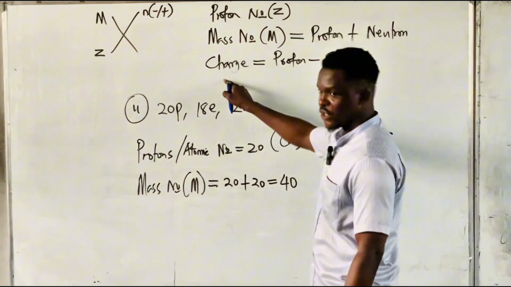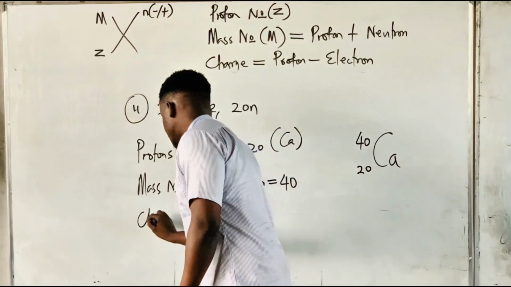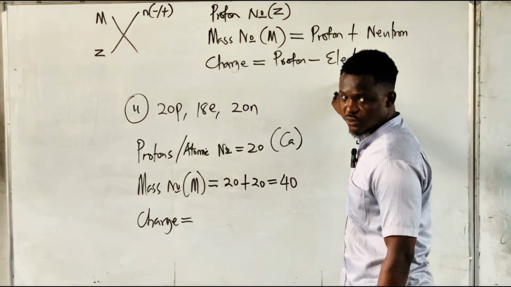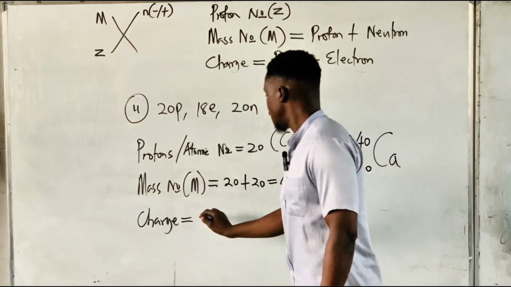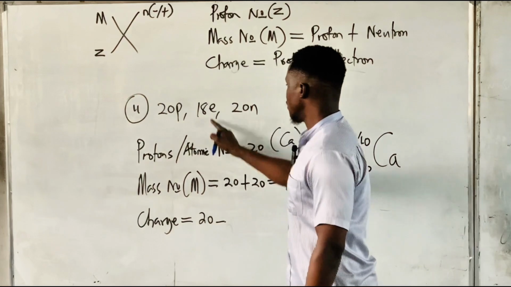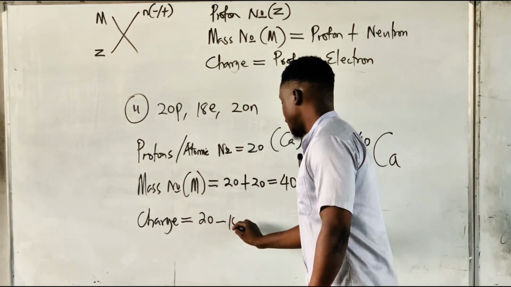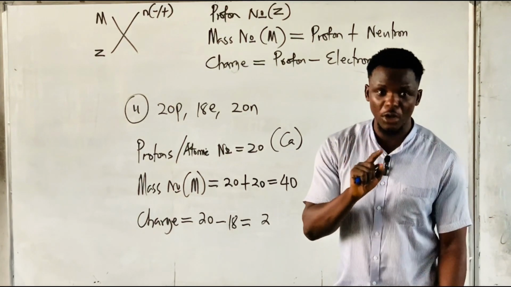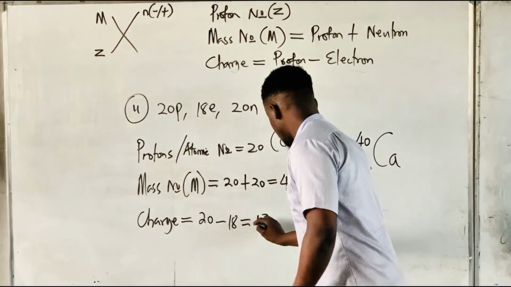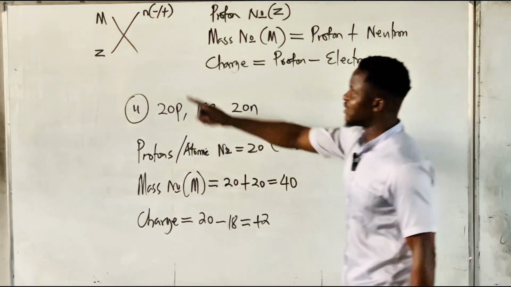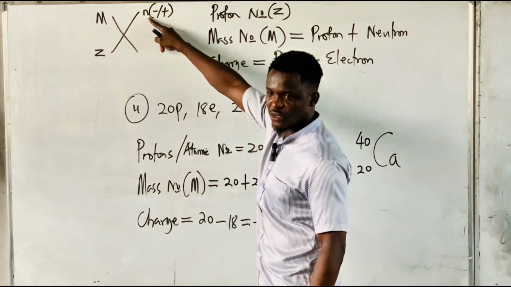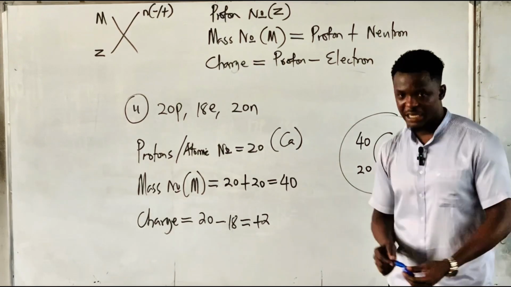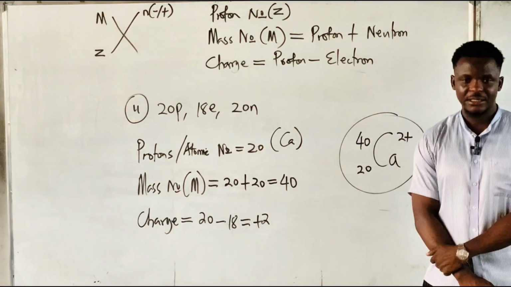The next thing I'm going to solve for is charge. Now, charge is proton minus electron. What is the proton here? 20 minus, how many electrons do we have here? 20 minus 18 is what? 2. But since it is charge, you must put the plus. So you come here, you're going to put the charge as a superscript on the right. This now becomes 2 plus. And that's the chemical symbol for that. And we are done with that part.